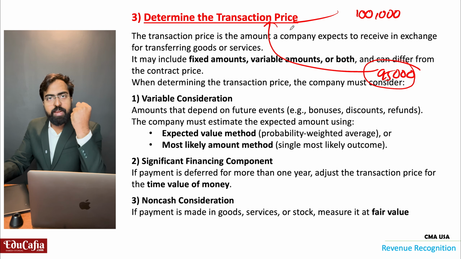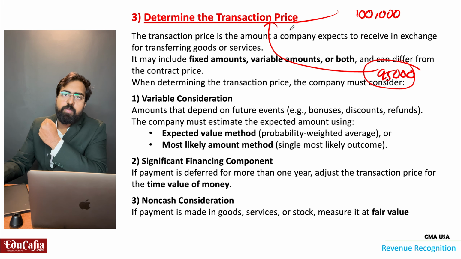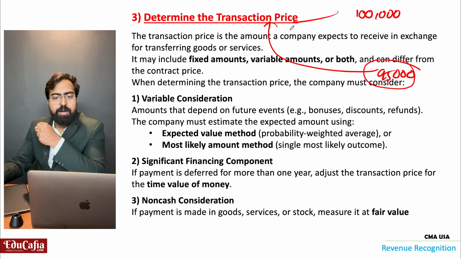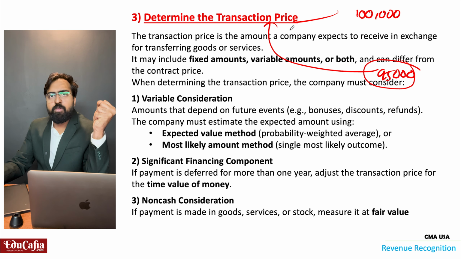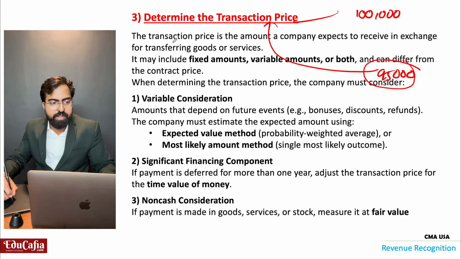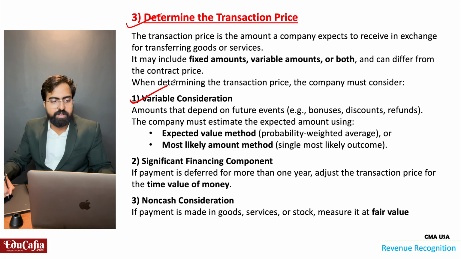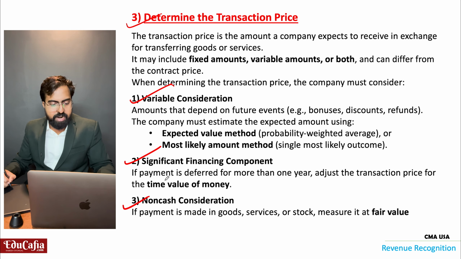Whatever I am getting in my hand, that is the transaction price. So in the contract price, I have said 1 lakh rupees, but I am getting 95,000, which means that is the transaction price. So I have to determine the transaction price. In that price, variable consideration will be there. Significant financing component will be there. Non-cash consideration will be there.